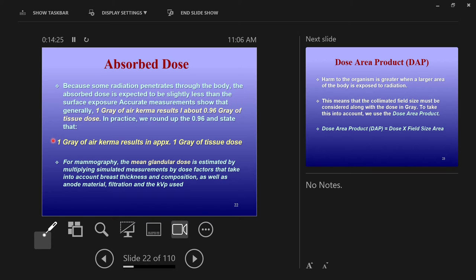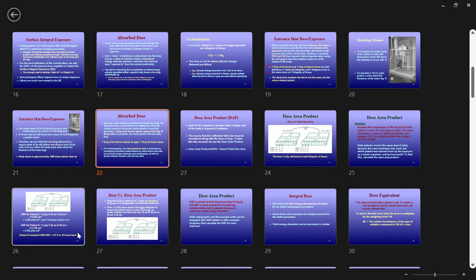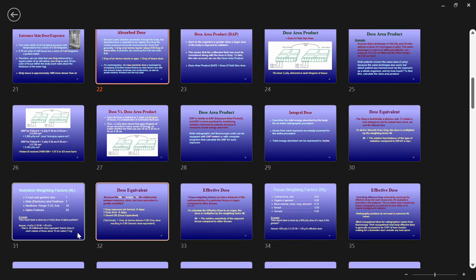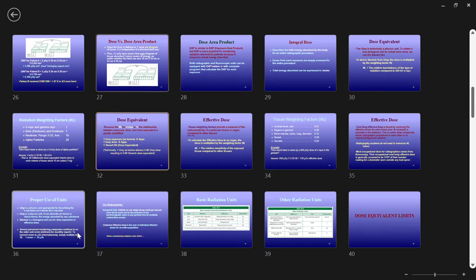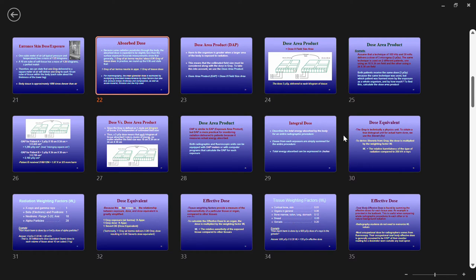And for all intents and purposes, you absorb as much as you're exposed to. You're exposed to 1 gray, you absorb 1 gray. It's not exact, right? But for all intents and purposes, we're approximating them to be the same. So this in yellow, I think, is the most important thing on this slide: 1 gray of air kerma, or exposure, is approximately 1 gray of tissue dose. All right, so we use the unit, the gray.